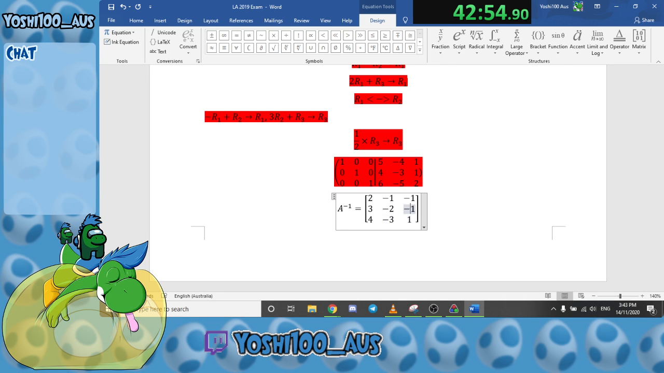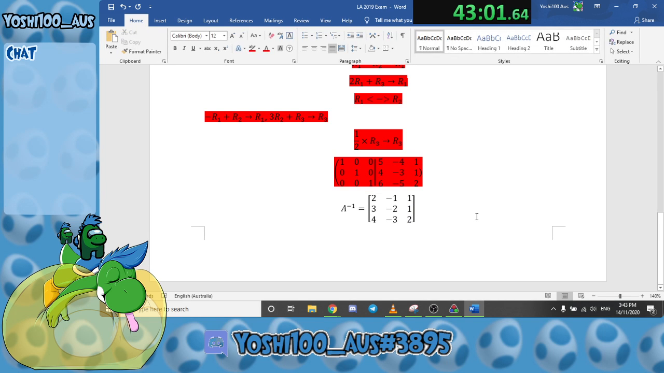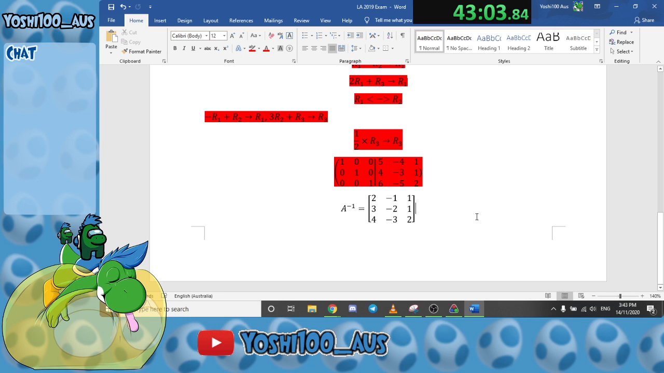What's with the timer? It's meant to be a timed exam. I'm gonna go over, but whatever. It's just practice anyway. That's our inverse.